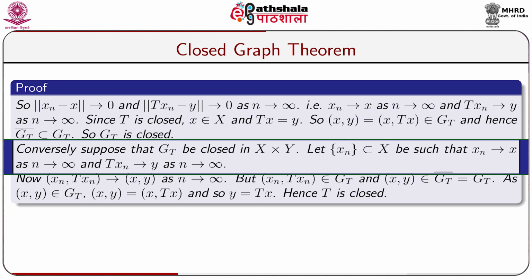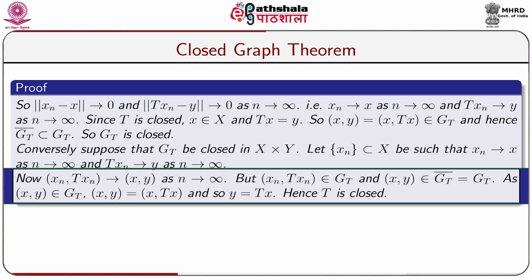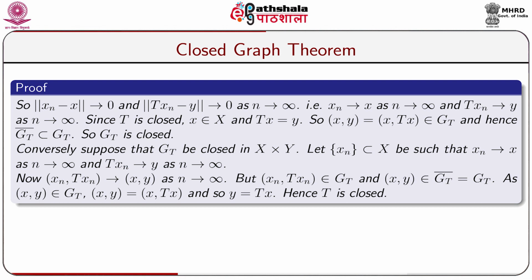Let the sequence xn in X be such that xn goes to x as n tends to infinity and Txn goes to y as n tends to infinity. Now the pair (xn, Txn) goes to (x, y) as n tends to infinity, but (xn, Txn) belongs to Gt, and (x, y) belongs to Gt bar. As Gt is closed, we can take Gt bar equal to Gt, and so (x, y) belongs to Gt, and so (x, y) is equal to (x, Tx), and so y equals Tx, hence T is closed.